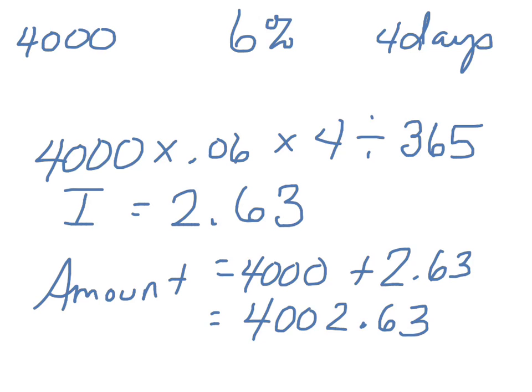Okay? So again, to find the interest, you take the principal times the rate times the time. If it's not in years, you got to divide it by 12 if it's months, or 365 if it's days. That gives you the interest. Then to figure out the amount, you take the principal plus the interest. What do you guys think?